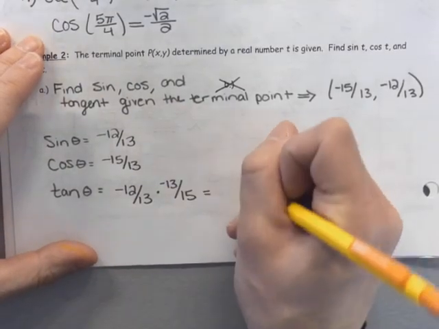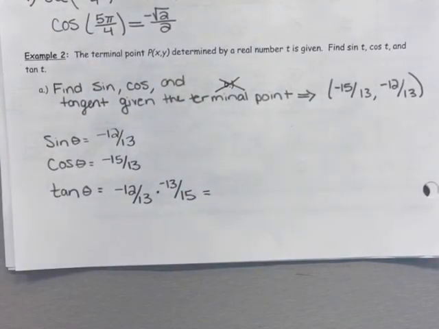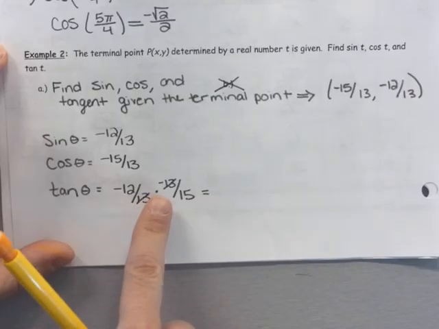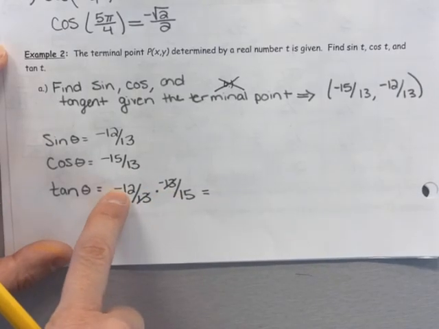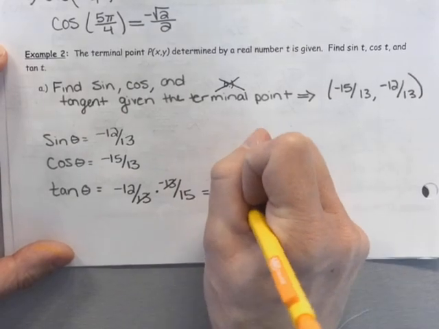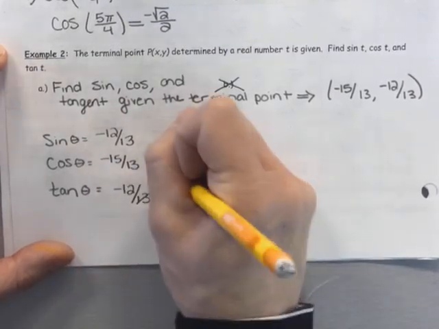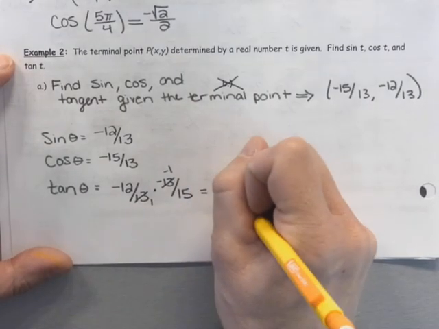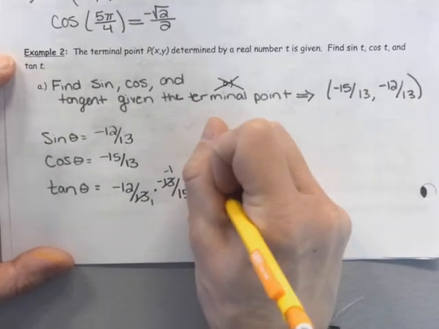Here we go. What can happen with my 13s? Because there's one in top and bottom, they cancel. So I have negative 1 times negative 12. What do I have left in my numerator? 12. And then this is really a 1, right? This was negative 1. 1 times 15 gives me 15.